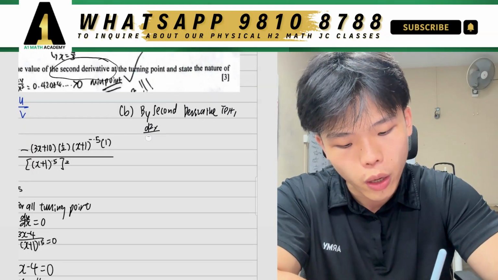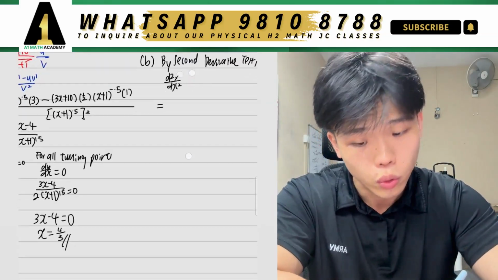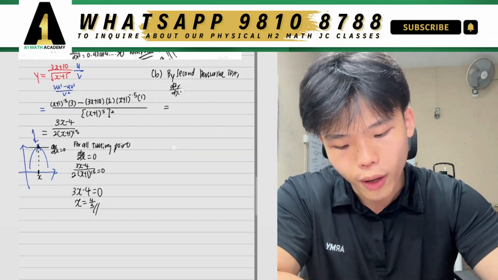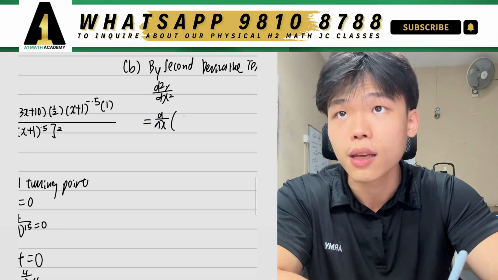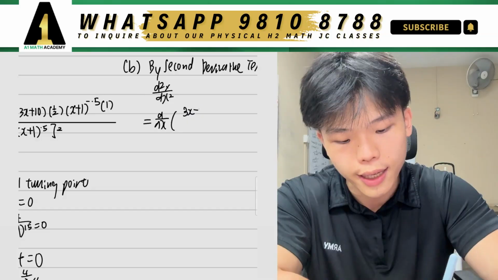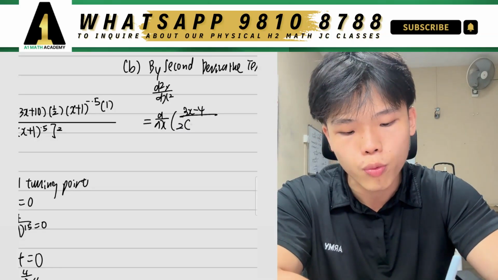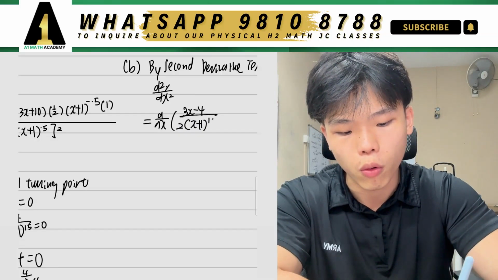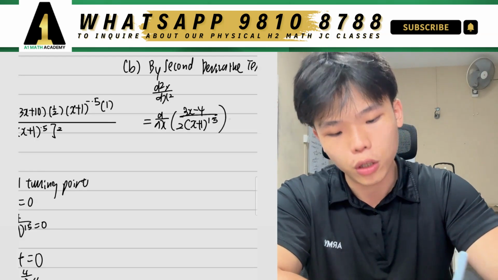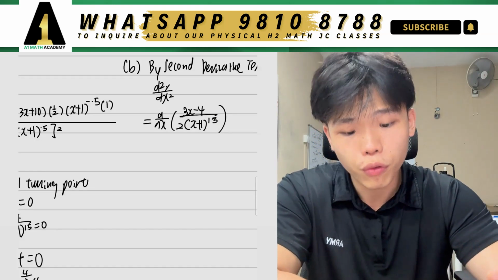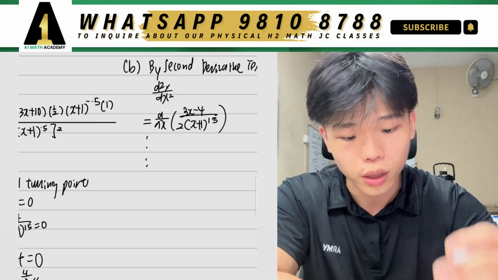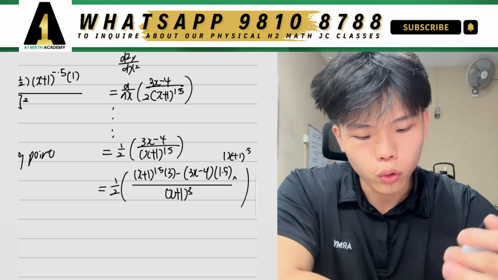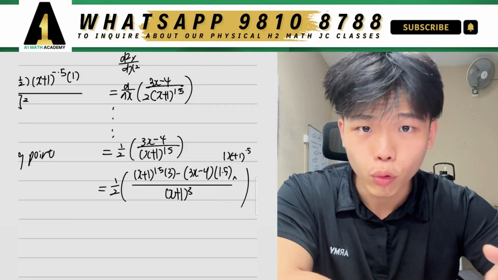is to find our d²y/dx², and in order to do that, we just need to differentiate our dy/dx one more time, which means that we just need to differentiate our dy/dx of (3x − 4) over 2(x + 1)^1.5, and then we close the bracket over here, right? And then when you further differentiate this all the way, just to save you the time, I'll jump right into the final answer.